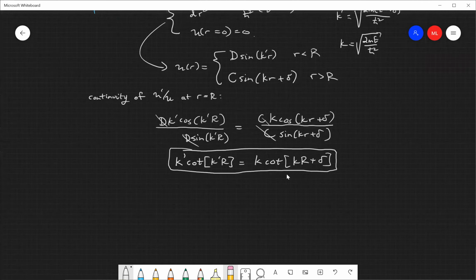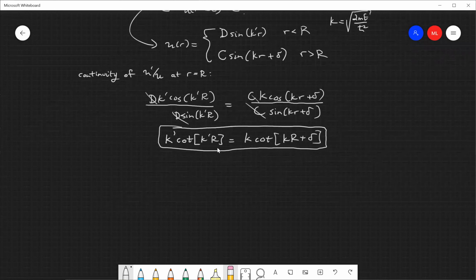And of course, this is like a transcendental equation. It's hard to invert this. Well, actually, it's fine, you could solve for delta. You just pull the k over here and take the inverse cotangent. But it's nice to think about this in the small k limit, because we'll be able to identify the scattering length in the small k limit.